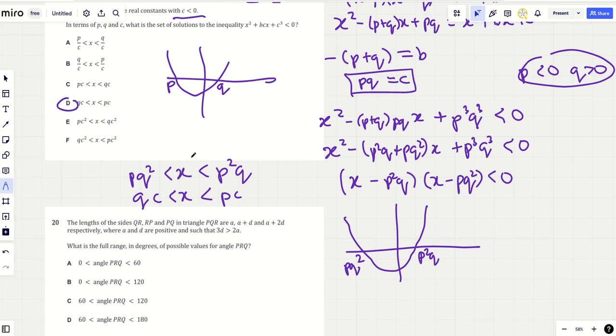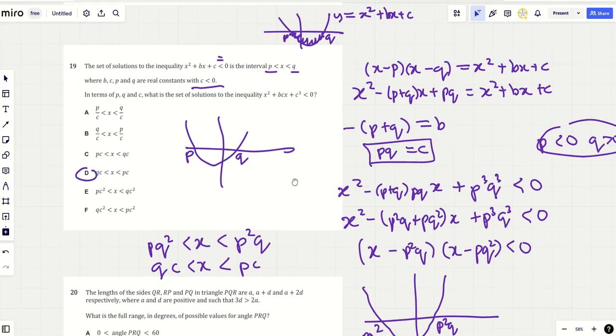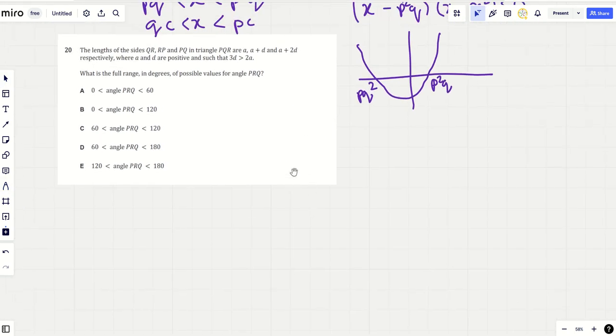Let me just check my answer key. Yeah, that's right. It's sneaky, that little "it's less than 0" bit. Watch out for that.